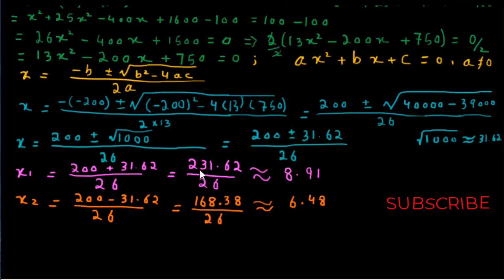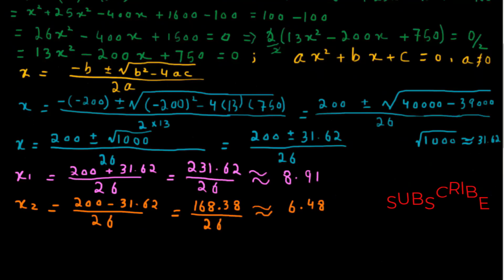Now adding these two will give us 231.62 divided by 26, and when this number 231.62 is divided by 26, that will result in 8.91, and so this is x₁'s value. Now for x₂, with this subtraction, that will be x₂'s value: (200 - 31.62) divided by 26. When 31.62 is subtracted from 200, it will result in 168.38 divided by 26. That is approximately equal to 6.48.